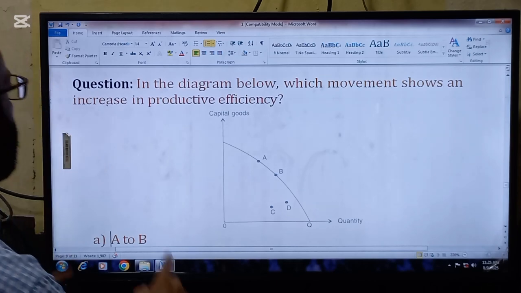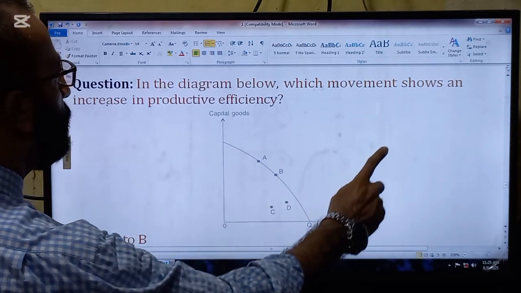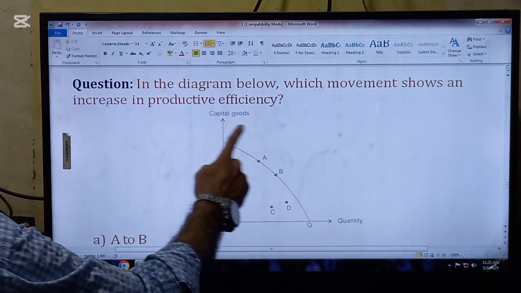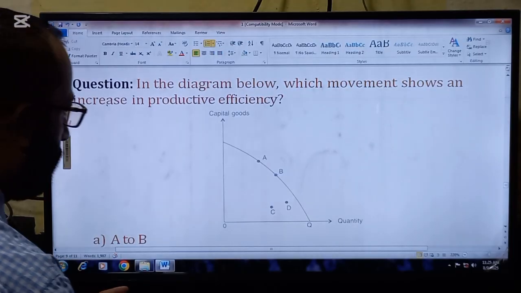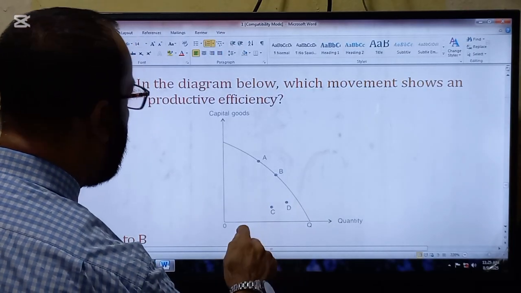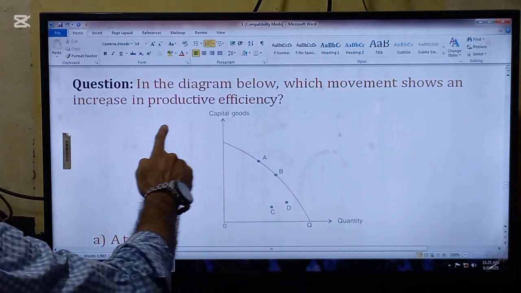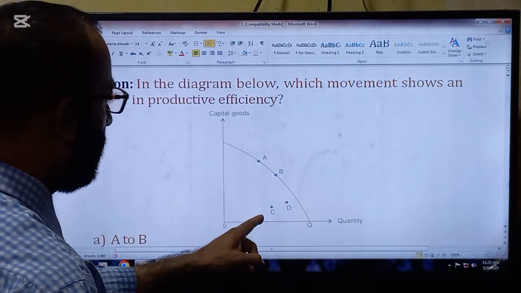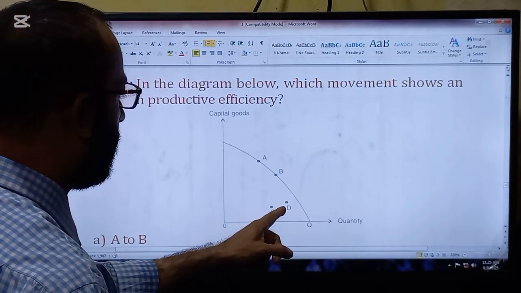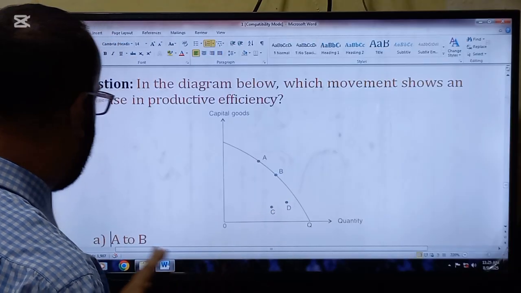And another question is here. In the diagram below, which movement shows an increase in productive efficiency? So from C to D is the movement which shows increasing productive efficiency, because C is less efficient than D.